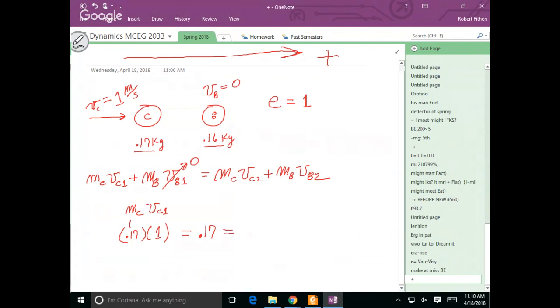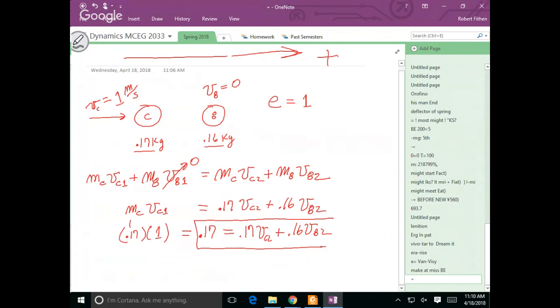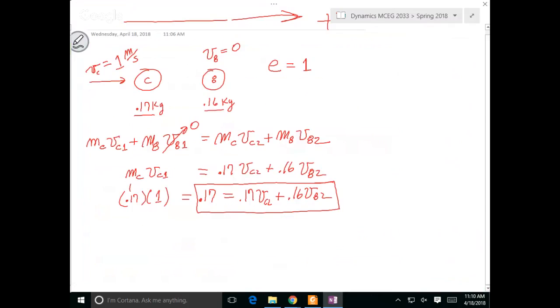Now I'll start filling in the right. On the right, I'm going to have 0.17 times the velocity of the cue ball after the impact, plus 0.16 times the velocity of the 8 ball after the impact. So I have 0.17 times v_C2 plus 0.16 times v_82. And from here on out, I'm sort of dead with that.